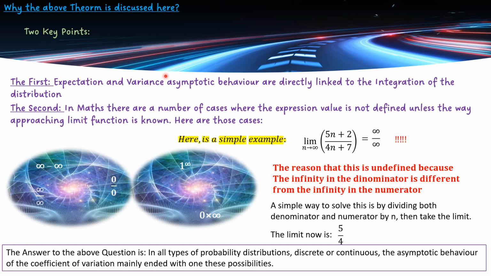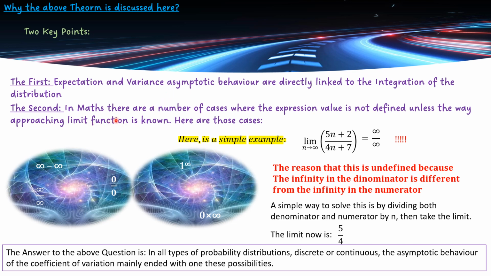Now, why is the above theorem useful or discussed here? There are some key points. Firstly, for example, expectation and variance, asymptotic behavior, are directly linked to the integration of the distribution. This is, again, another fact. But do not forget, if you expand this discussion beyond this variable here in which we have, it can still be applied, because you can just define it regardless of statistics. So you don't need to mention expectation or variance here.